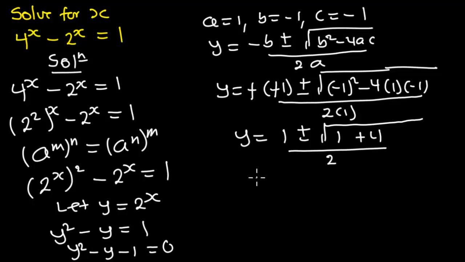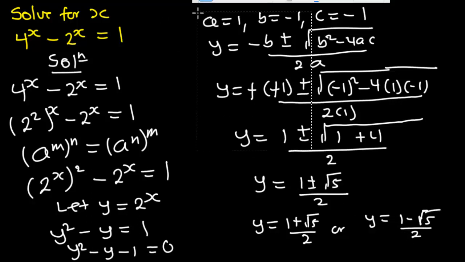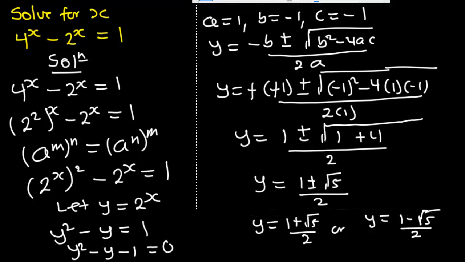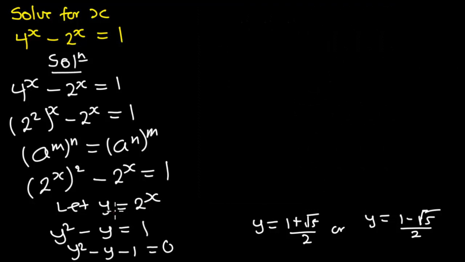So here we are going to have y equal to 1 plus or minus root 5, all over 2. And so from here we can have y equal to 1 plus root 5 all over 2, or we can also have y equal to 1 minus root 5 all over 2. Now let's clean this side. Now from here, we let y be equal to 2 to the power x. So in place of y, we are going to put these values over there.